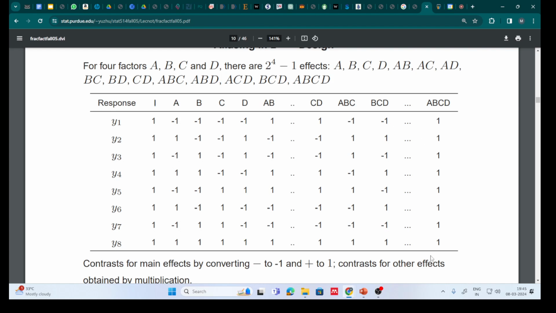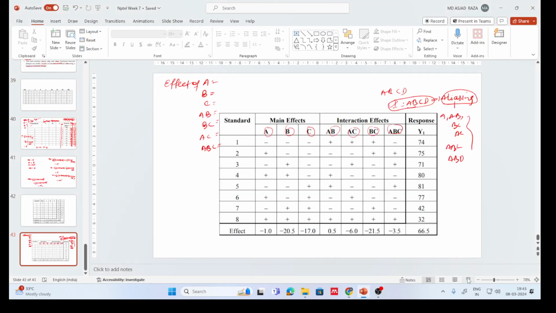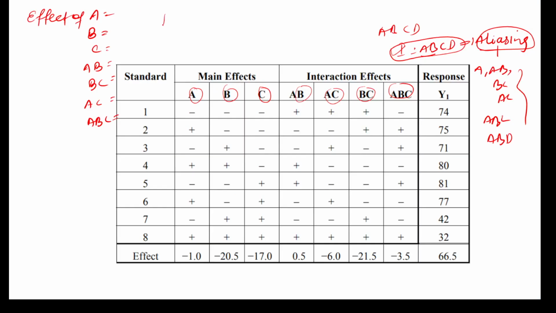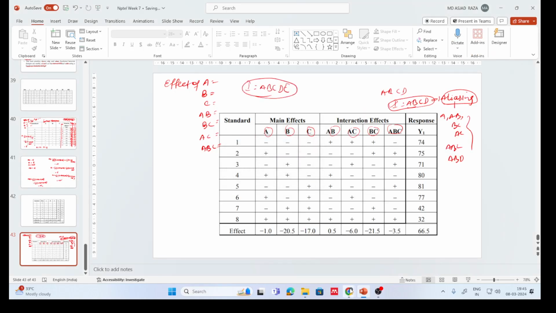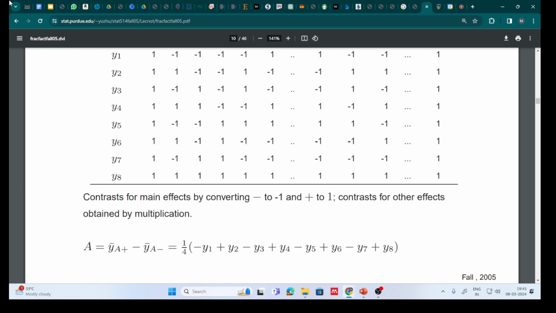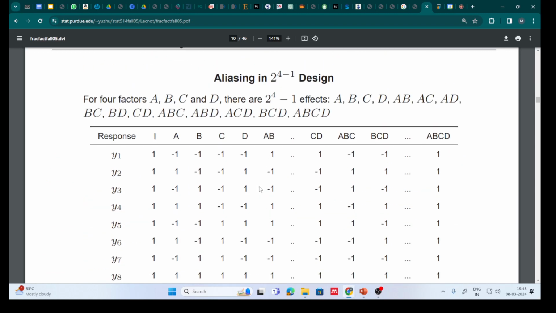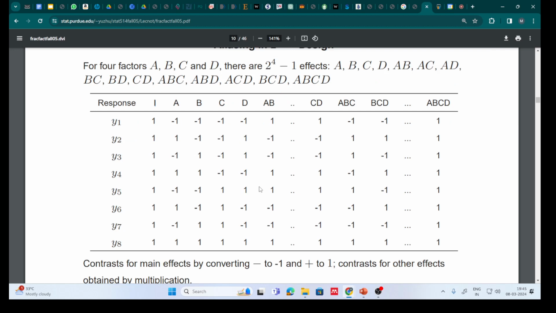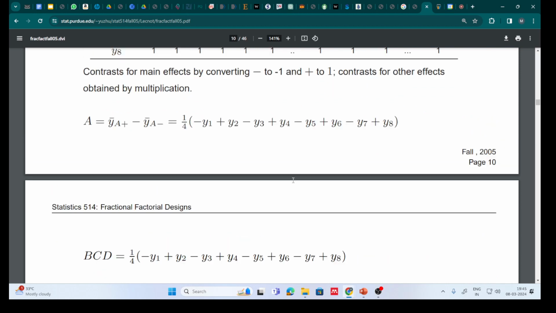Let's say I have 5 variables. Then the confounding will be I equals A, B, C, D, E. So that will be like this. Otherwise, if you go through the full PDF, you can get it the same way, whatever I have explained. If you want, I'll keep this PDF in that drive folder.